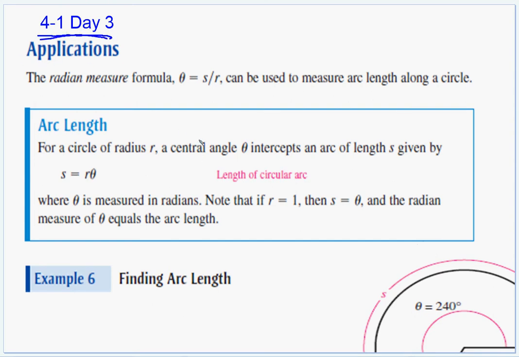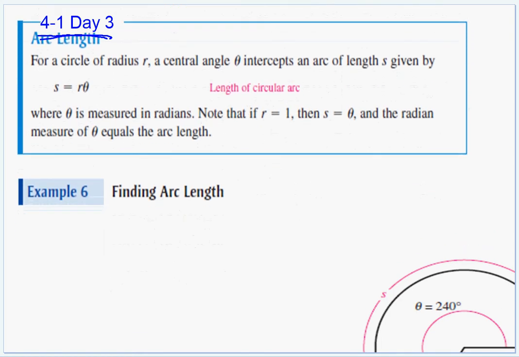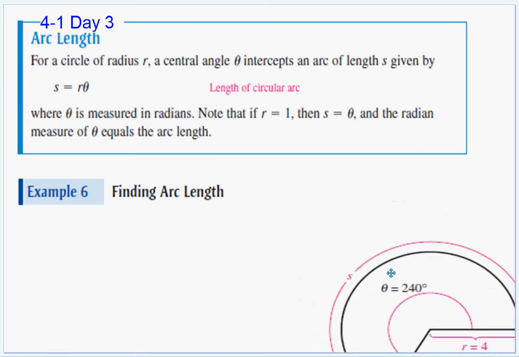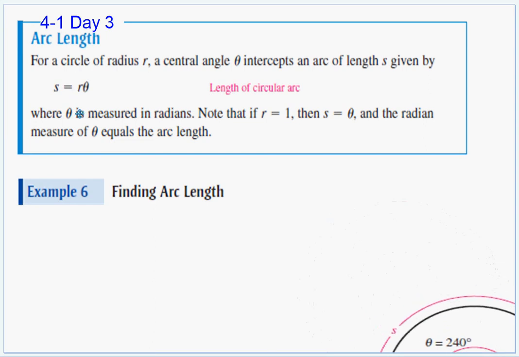This is the applications. It says here the radian measure formula, angle theta equals s divided by r, can be used to measure the arc length along a circle. So here in the box we have a definition of arc length, or how long. Imagine if we're going to take a chunk of a circle and straighten it out and measure it with a ruler. How long is that piece of the circle?